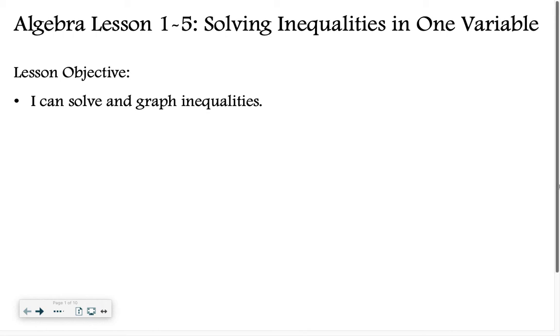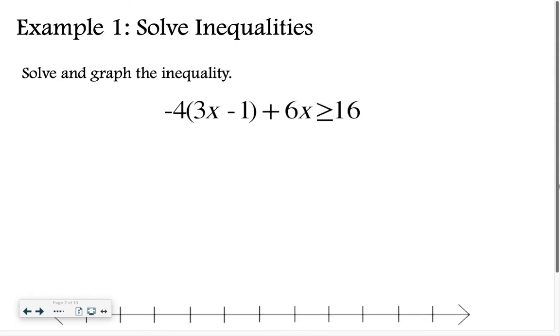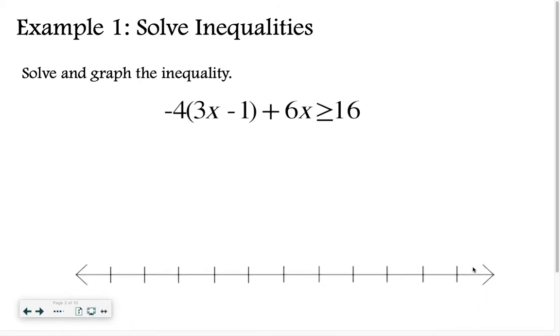Hello class, welcome to Algebra Lesson 1-5, which is all about solving inequalities in one variable. By the end of this lesson, you should be able to solve and graph inequalities. Alright, so let's get started with this first problem, just solving inequalities.